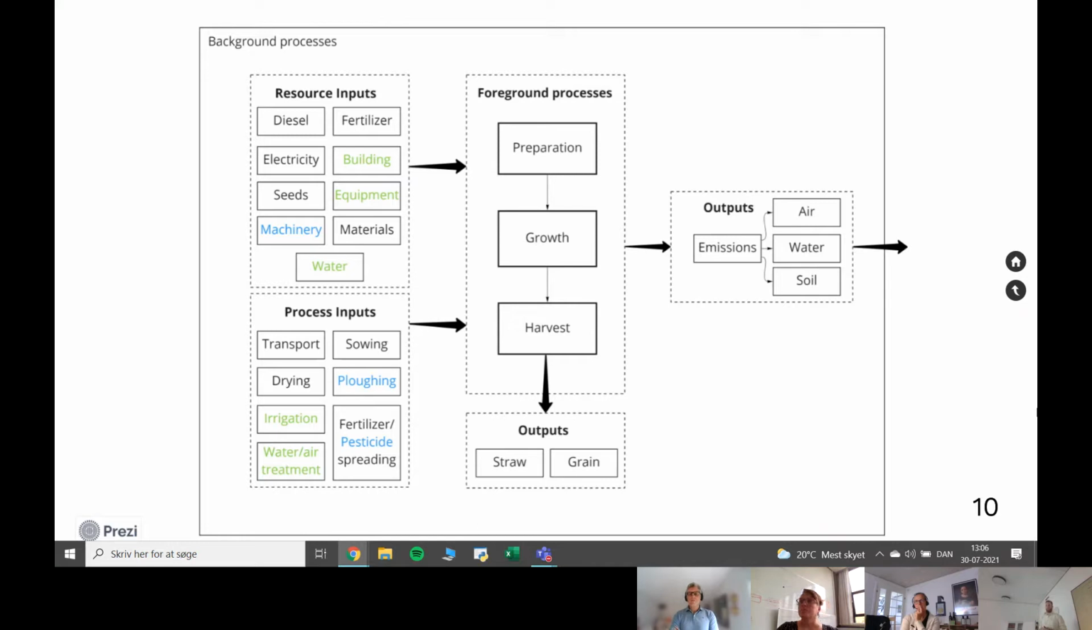So all the resource and process inputs are fed into the foreground system, which is divided into 3 stages. And these 3 stages are assumed to be enough to produce the functional unit that I'm after. Besides that, it's also producing some emissions that we need to account for in the model. Having the preparation, growth, and harvest, and ending at the harvest, makes this a cradle-to-gate system, and it does not look into the waste handling or how the product is being used.